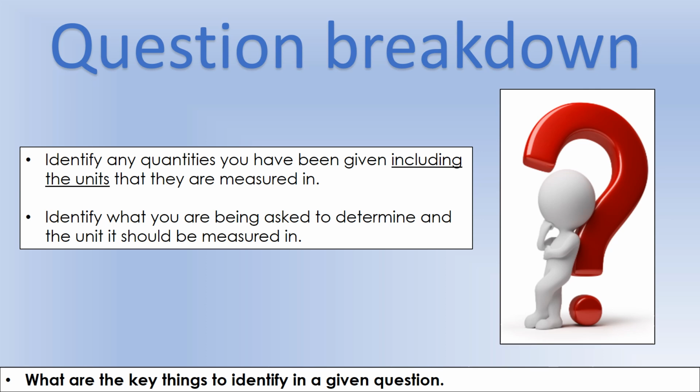So in one of my previous videos on units, I said the first thing we should do when you look at a question is scan through it for prefixes, and that still applies here. So we're going to do that before we do this next process. We find the prefix, deal with that, and now we're on to this one, breaking down the question. What we're now scanning for is any quantities we've been given, the units they're in, and what we're being asked to find, and what unit we should find it in.